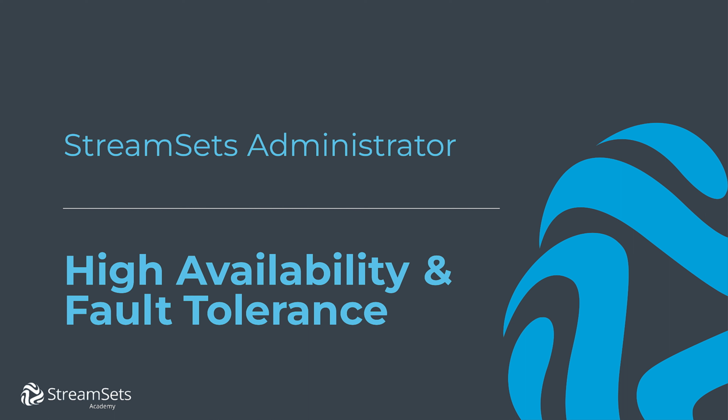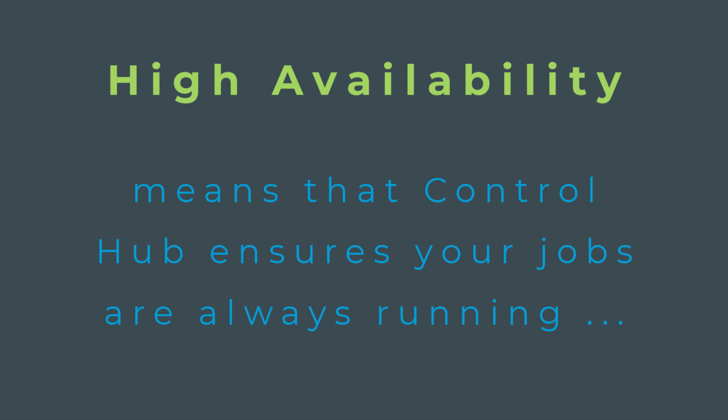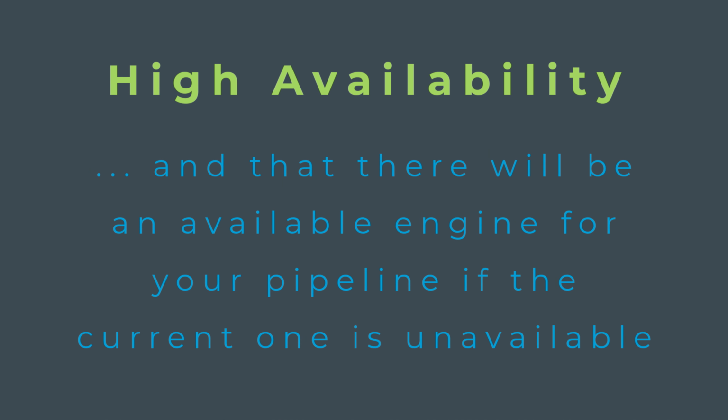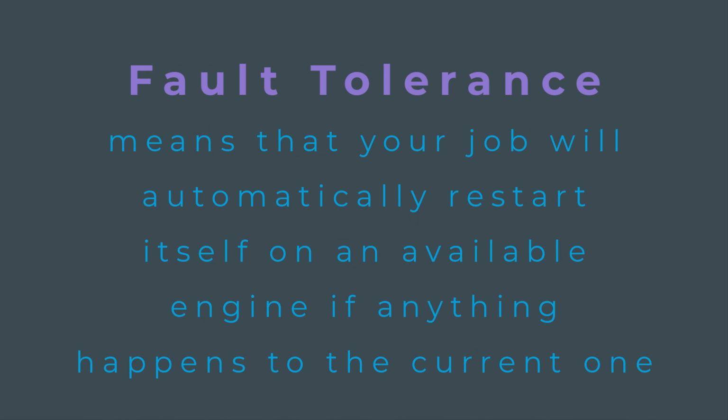In this video, we are going to learn how to configure your pipeline engines for high availability and fault tolerance in Control Hub. High availability means that Control Hub ensures that your jobs are always running. Also, it means that there will be an available engine for your pipeline to use should anything happen to the current engine.